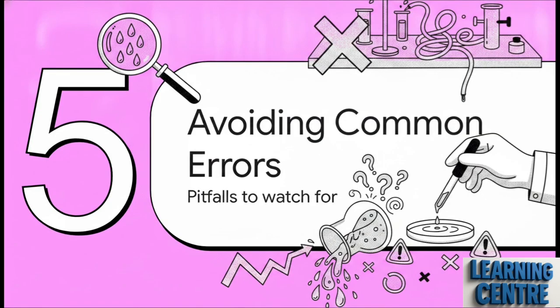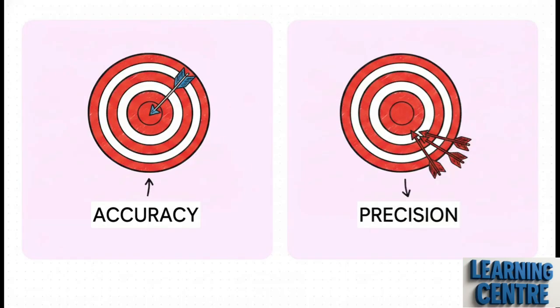Finally, part 5, avoiding common errors. Because, hey, even the best detectives make mistakes sometimes, and we need to know what pitfalls to look out for. First off, we need to separate 2 concepts that get confused all the time: accuracy versus precision. Accuracy is about how close your result actually is to the absolute true value. Precision, on the other hand, is just about how close your repeated measurements are to each other.